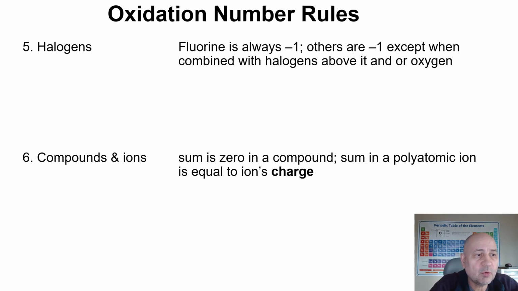Moving on to rule 5, almost over, just 2 more. If we consider ionic compounds, we already know that the halogens gain 1 electron, and they all are negatively charged. They have a -1 charge when they are ionic and by themselves, so monatomic ions.